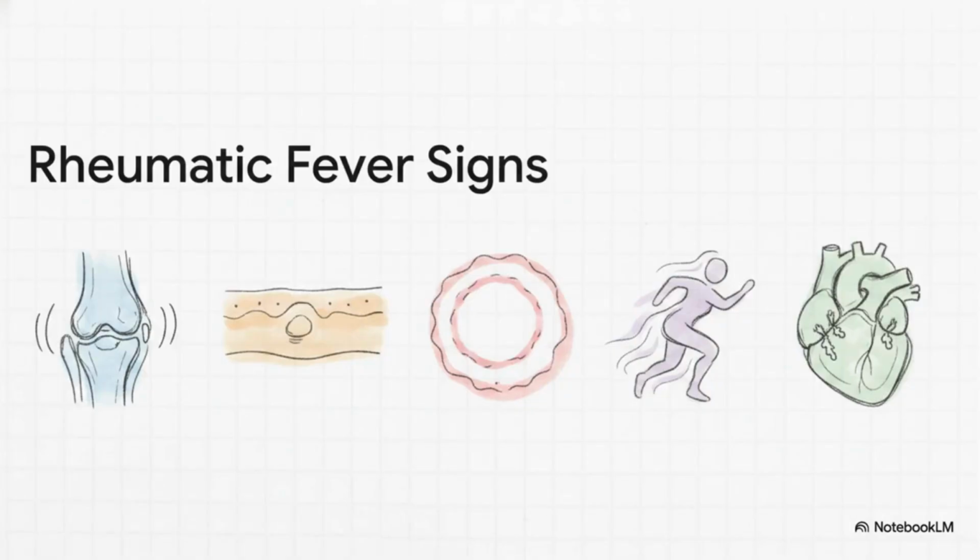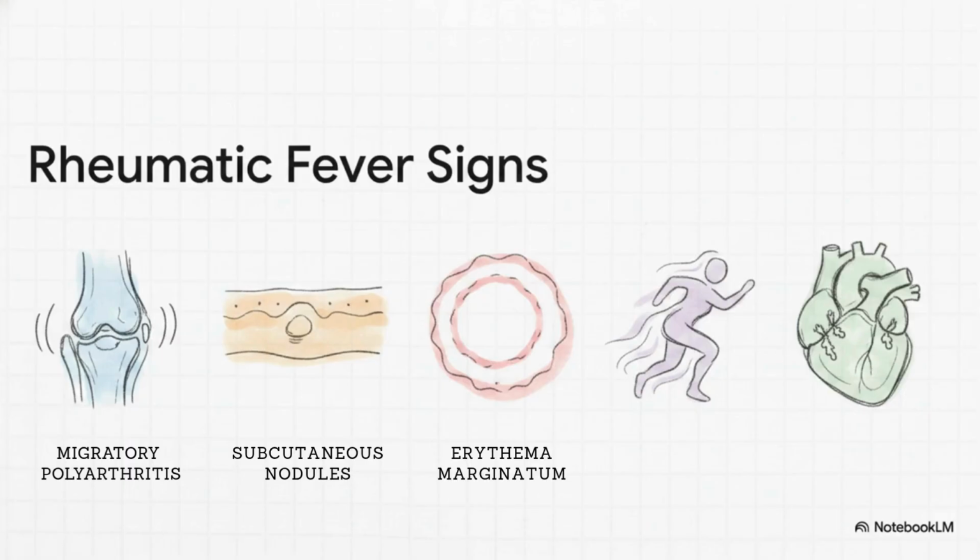Let's zoom in on rheumatic fever, which typically follows an untreated throat infection. The clinical presentation here is severe. Patients might develop migratory polyarthritis, which is this joint pain that literally jumps from one joint to another. You might also find painless subcutaneous nodules under the skin or a very distinctive rash called erythema marginatum. Neurologically, it can cause rapid, involuntary movements we call Sydenham's chorea. But the absolute worst part, the main reason we are so terrified of rheumatic fever, is the permanent damage it does to the heart muscle and valves. It often presents as endocarditis with these destructive vegetations along the valve closure lines.